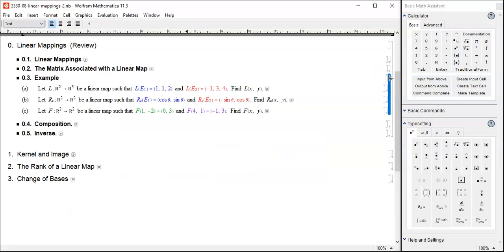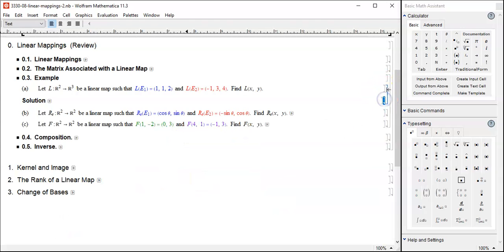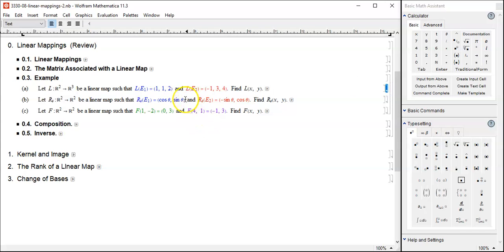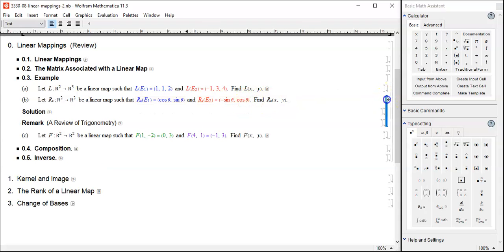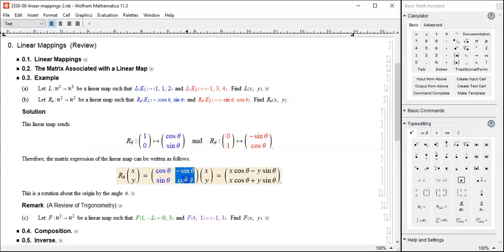Here's an example, a linear map from R2 to R3. E1 is going to (1, 1, 2). E2 is going to (-1, 3, 4). What's the matrix expression? There you go. A column and a column, that's it. How about the next example? E1 is going to (cosine theta, sine theta). E2 is going to (negative sine theta, cosine theta). Again, the same deal. All we have to do is to get a column, and that's it.